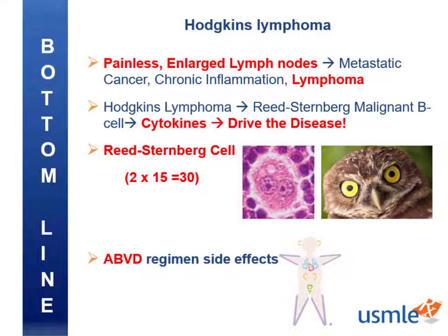V is for vinblastine, which causes peripheral neuropathy, hence the V arms and legs in a stocking-glove pattern on ChemoMan. And D stands for dacarbazine, which is a less high-yield drug, but do know that it is an alkylating agent.